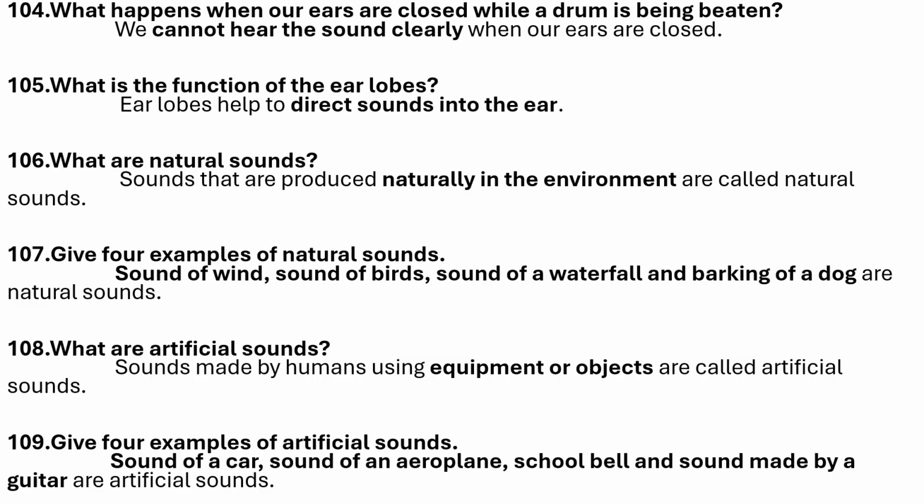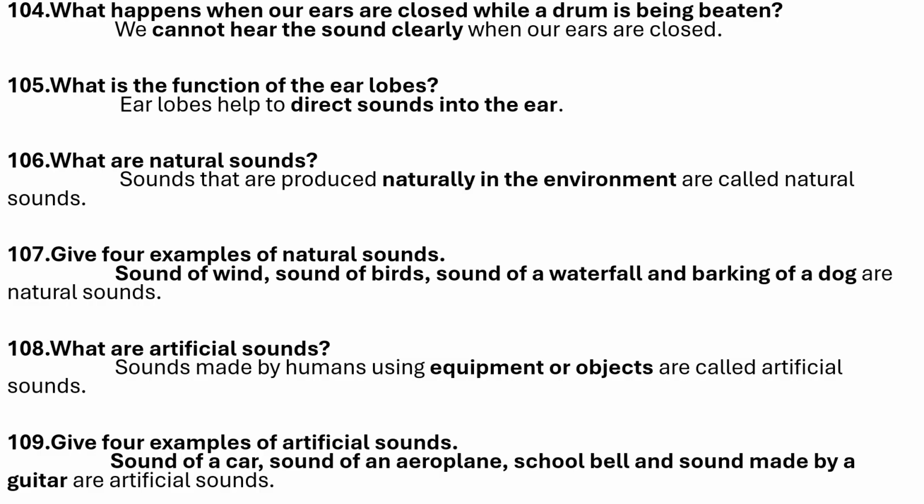Anyway, 105: what is the function of the earlobes? Earlobes help to direct sounds into the ear. What are natural sounds? Sounds that are produced naturally in the environment are called natural sounds. Give four examples of natural sounds. Sound of wind, sound of birds, sound of a waterfall, and barking of a dog are natural sounds.